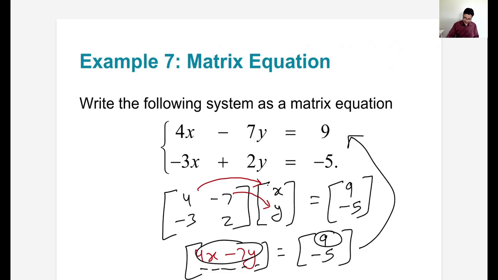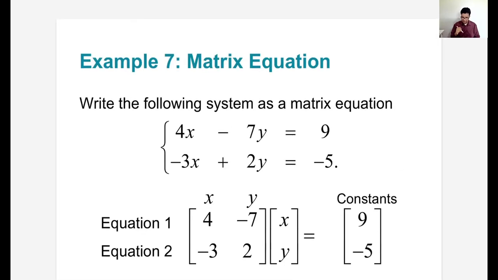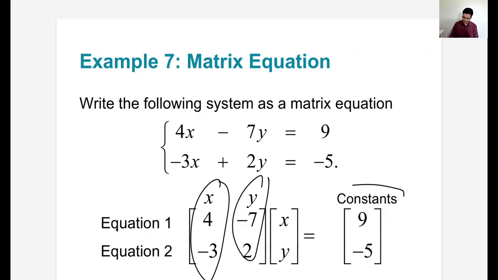Let us see how it was presented in the book. Equation 1 is the first row, equation 2 is the second row, and that is one concept. Second concept is the variables. The numbers that you write there are the coefficients of one variable each: coefficients of x in the first column, coefficients of y in the second column. Constants on the right side as a column.